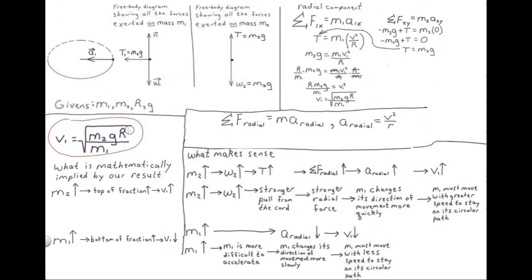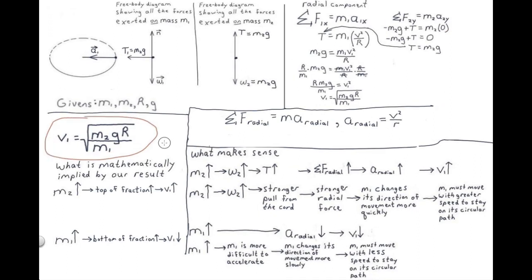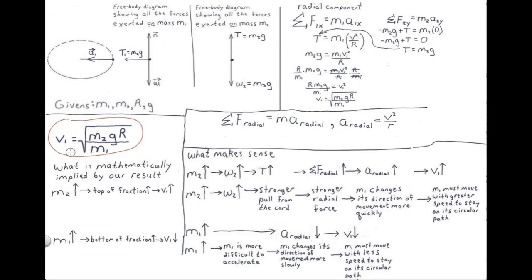Now let's ask whether our result for V1 makes sense. This discussion will build on the material we covered in video 4. So if you skipped video 4, you might also choose to skip this discussion. In our result for V1, m2 is on the top of the fraction and m1 is on the bottom of the fraction. Does that make sense? m2 is on the top of the fraction. This is a positive fraction.